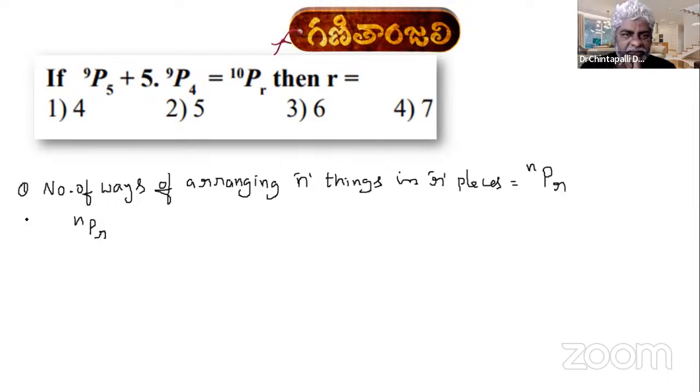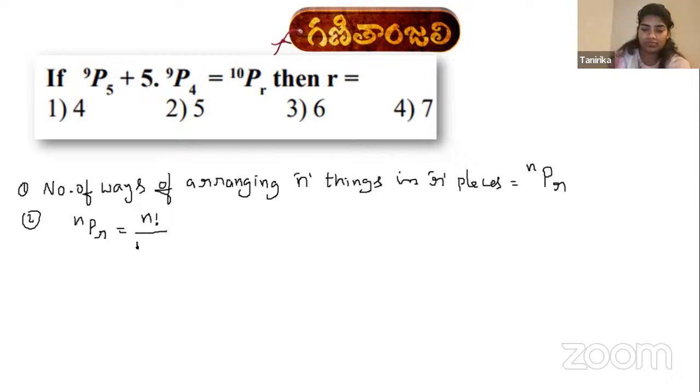That is the first point. The second point is the formula for nPr. nPr is equal to n factorial by (n minus r) whole factorial. It is nPr. Got it? Yes.